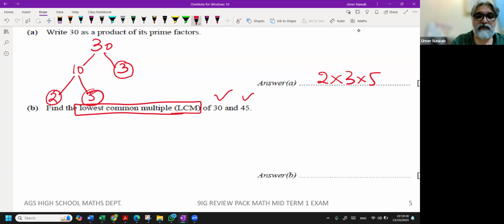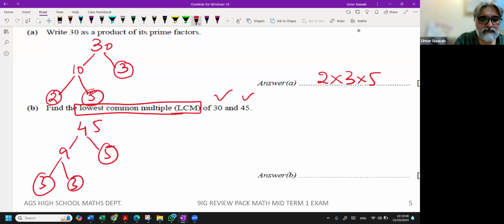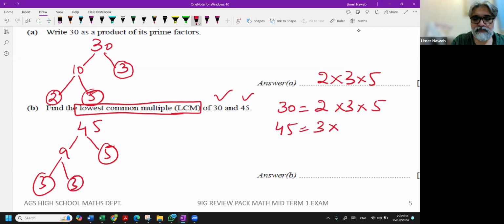So 30 and 45. 30 has been already written. 45, I want to write it. 45 is 9 times 5 is 45. Circle 3 and 3. Now, I will ask you to write the prime factors of 30. So 2 times 3 times 5. 45 is 3 times 3 times 5.